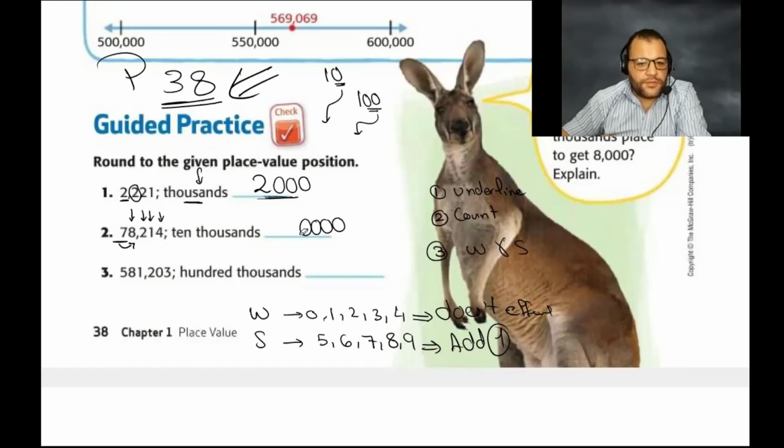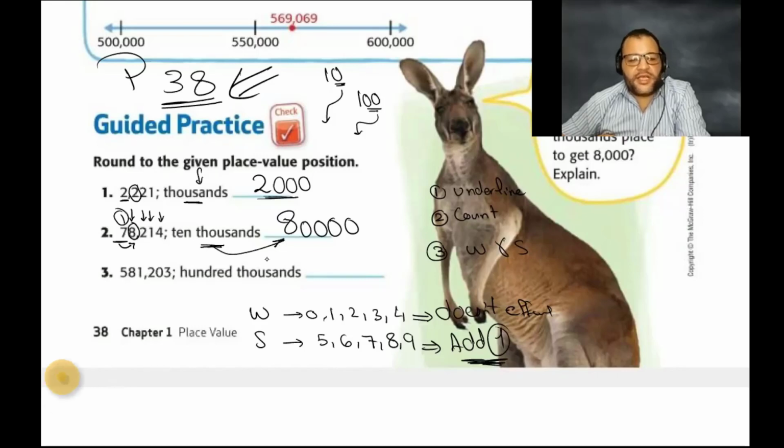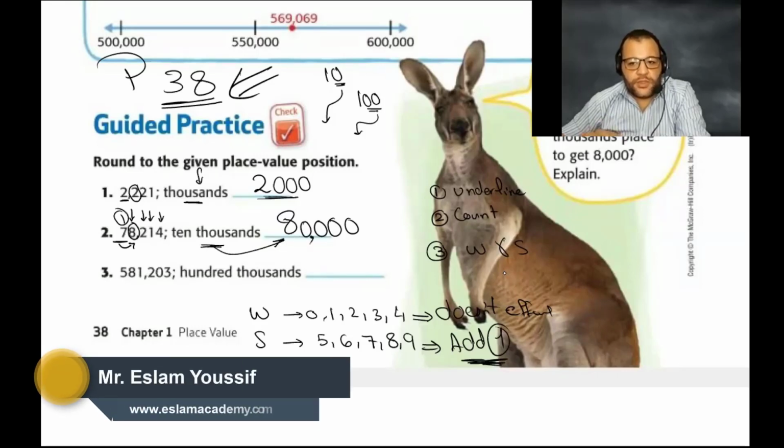Any problem for this one? No. Okay. Then look at the digit at the right. What is the digit at the right? Is it from the strong or from the weak numbers? Strong number. What will happen when you have a strong number? You will add 1 to the underlying digit. What is the underlying digit? 7. If you add 1, it will be 8. So when you round 78,214 to the nearest 10,000, the answer will be 80,000. You understand this one?